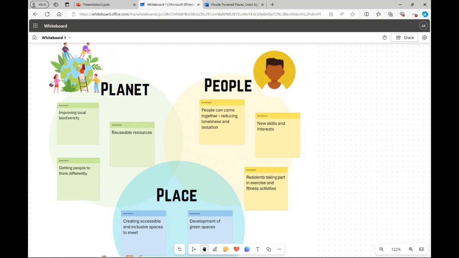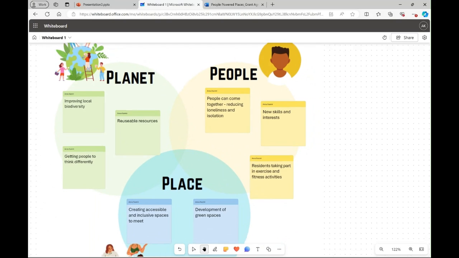When thinking about people, we were talking about lots of things, and here are some highlights. Firstly, it's about people coming together to reduce loneliness and isolation, encouraging people to learn new skills or gain new interests, and taking part in activities such as exercise and fitness activities.